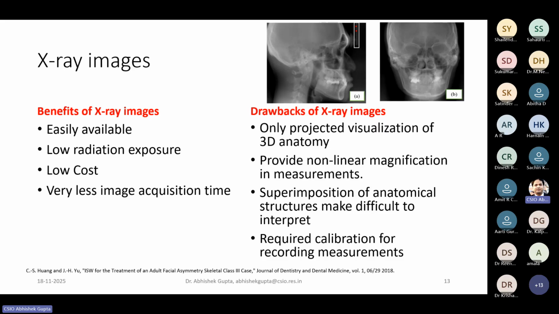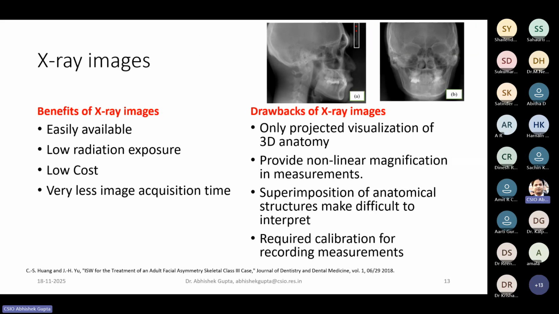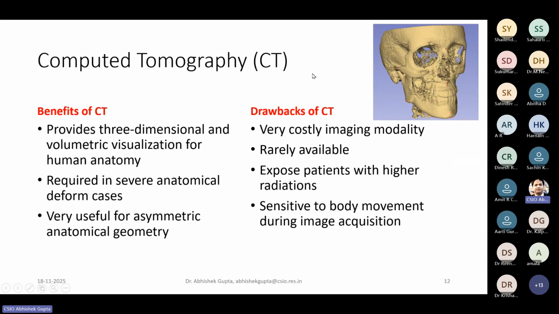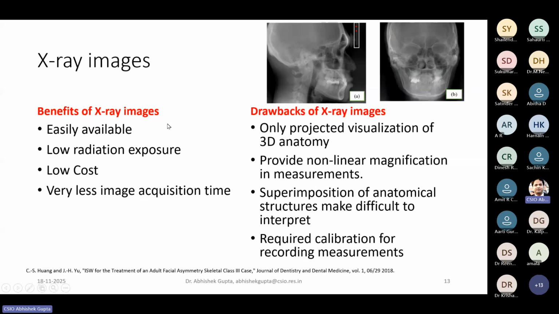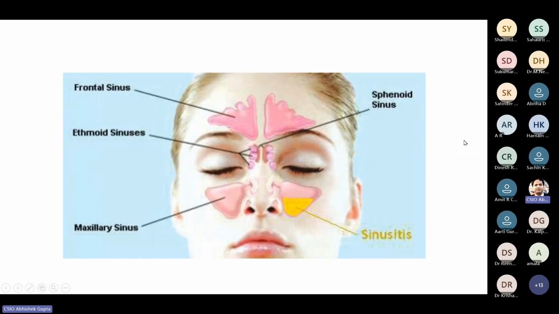So here the idea is that X-ray has some drawbacks, and CT has some drawbacks and some benefits also. With that objective, we are trying to avoid the drawbacks of both imaging types and use the benefits of both. Meaning we will be using X-ray while avoiding the drawbacks of CT, and will provide the facility of CT. We'll see it.